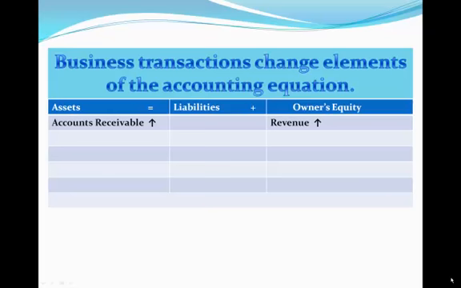Relative to the accounting equation, we have the accounts receivable asset side going up, and the owner's equity revenue going up. Both sides of the equal sign are going up in value by the same amount, therefore both sides are equal and they are still in balance.